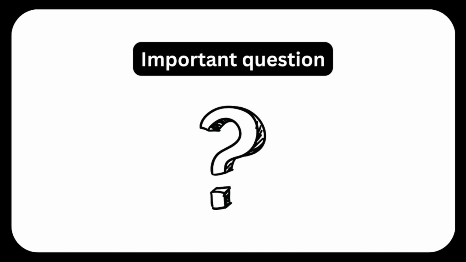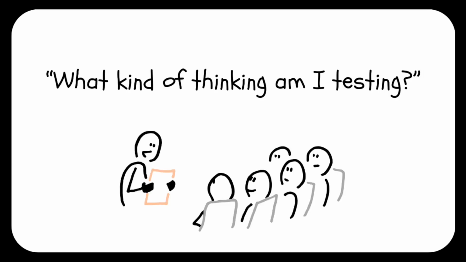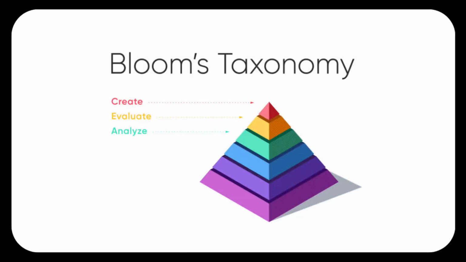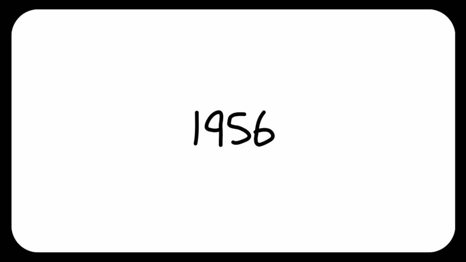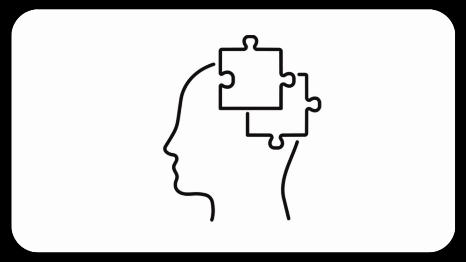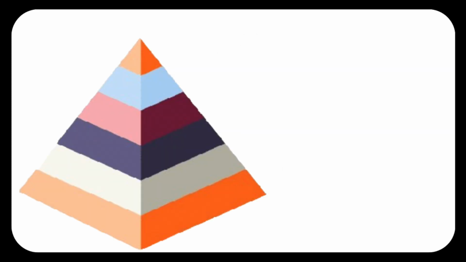But before that, they ask one important question: what kind of thinking am I testing? Memorizing? Explaining? Problem solving? Based on their answer, they tailor your questions accordingly by following a simple system: Bloom's taxonomy, a framework designed in 1956 by an educational psychologist, Benjamin Bloom, to help teachers assess the different cognitive levels of students. It organizes learning into 6 levels.